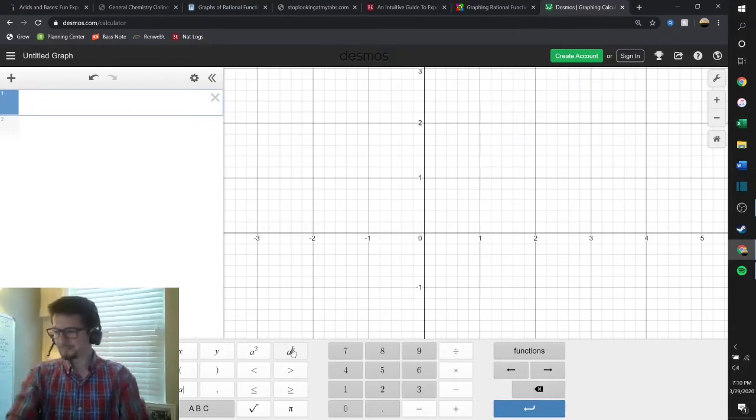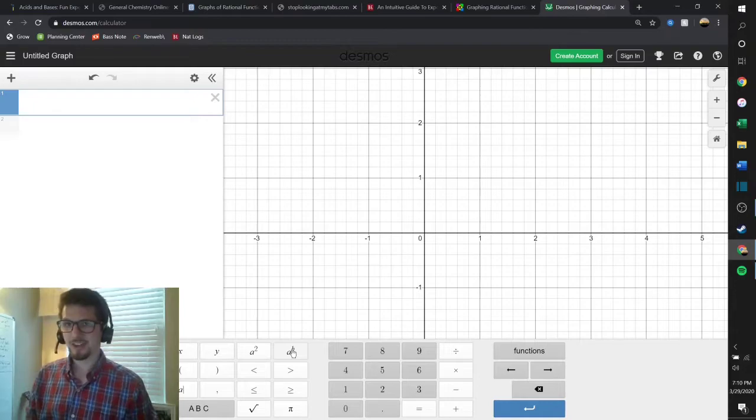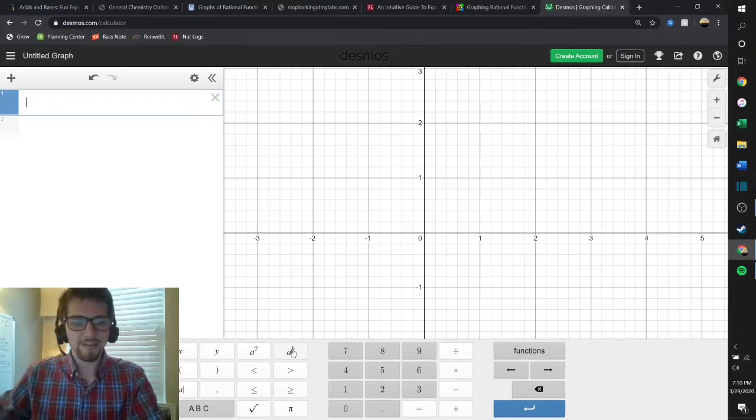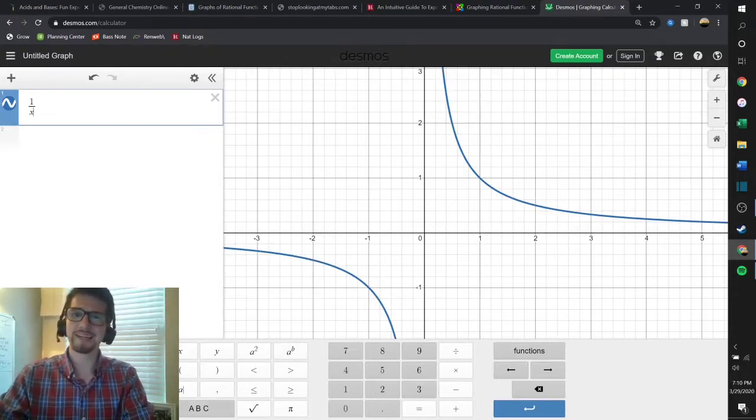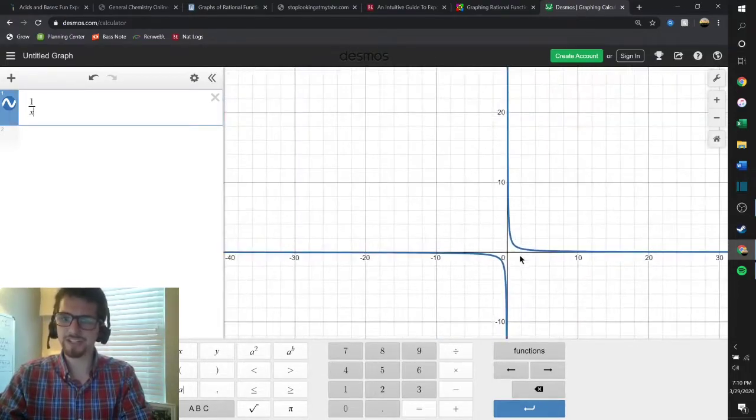Big deal, right? So let's talk about rational functions. We talked about asymptotes, and that a rational function basically means it's a fraction with x in the denominator. So look at this crazy shape we're getting.